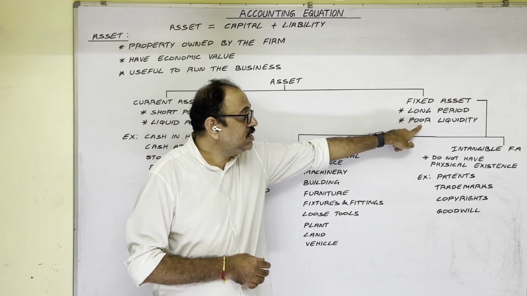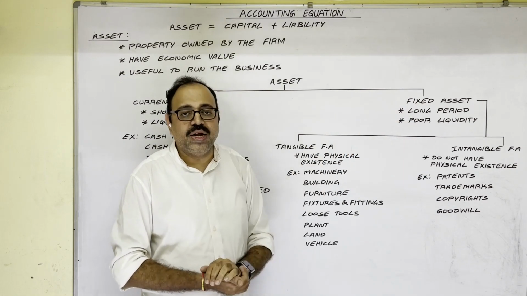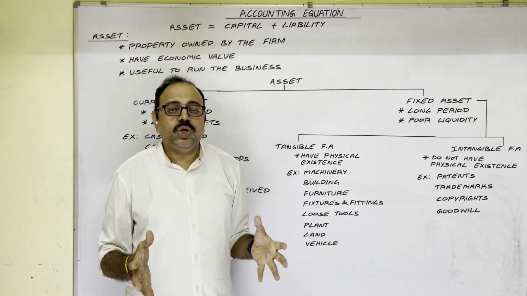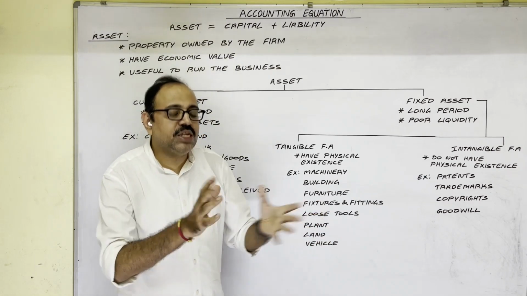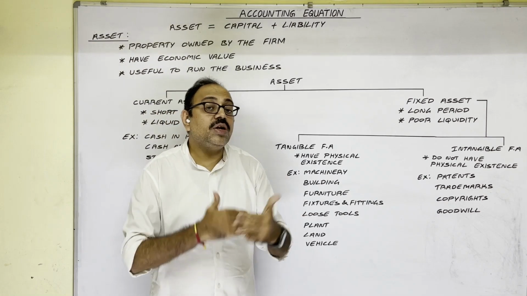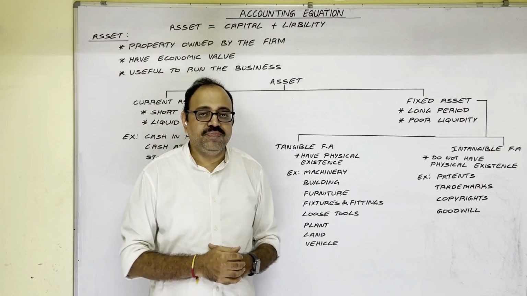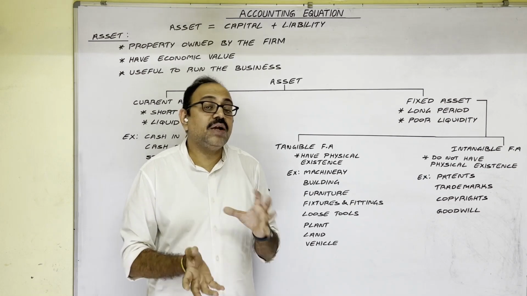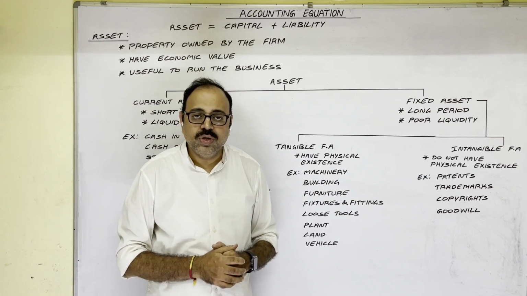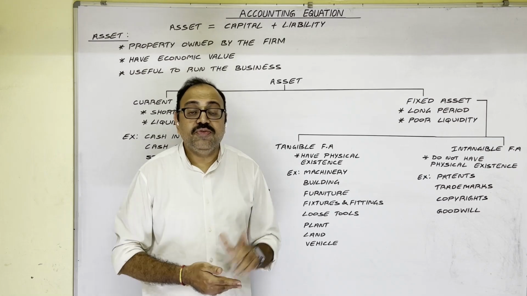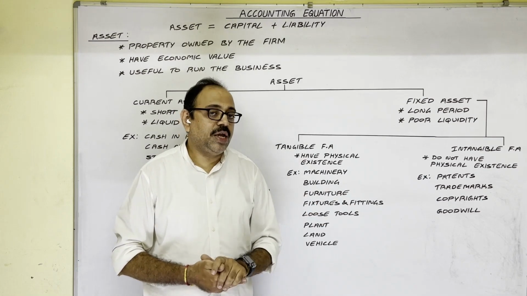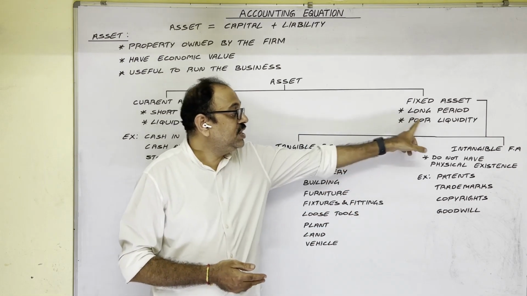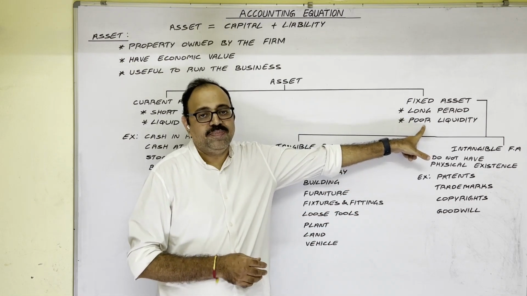And fixed assets have poor liquidity quality. Suppose the company has one building. So today morning they have decided to sell this building. They want to convert that building asset into cash form. So within 1 day, within 2 months, can they convert it into cash? No. So it takes a lot of time. If you want to sell at the expected sale price, then you have to wait for a long period. So fixed assets have poor liquidity quality.